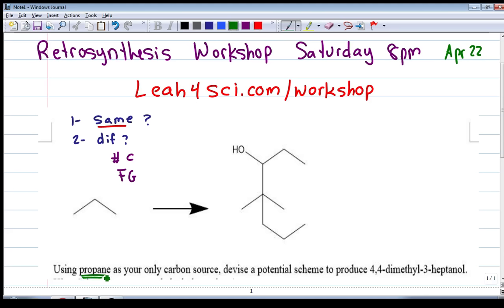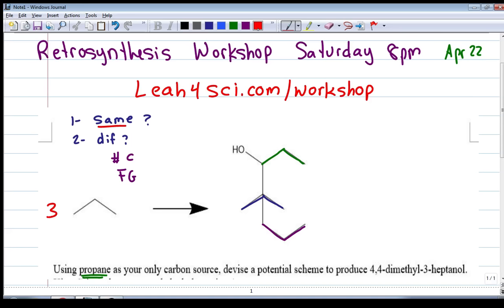Knowing that I'm only starting with propane, I'm going to look for segments of 3 within this molecule. Starting at the top, I see what could be my first propane. Then I see what could be my second propane and my third propane. So this tells me I have 3 starting molecules of propane, and somehow, some way, I find a way to connect them, and then let's see where we're going to go with it.